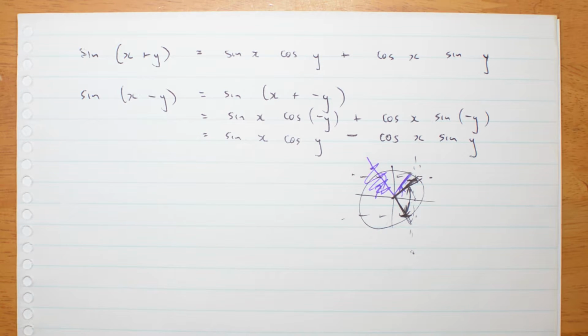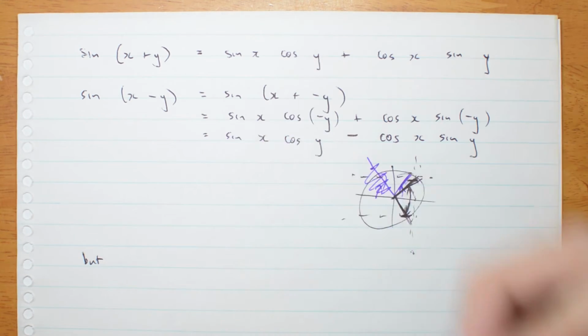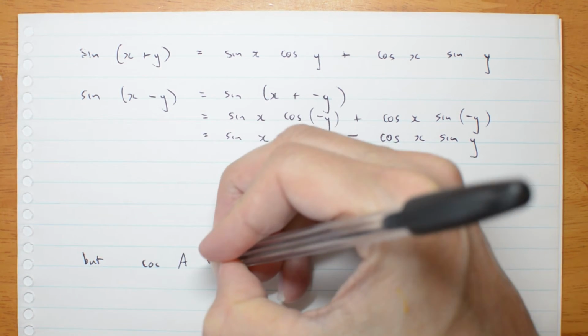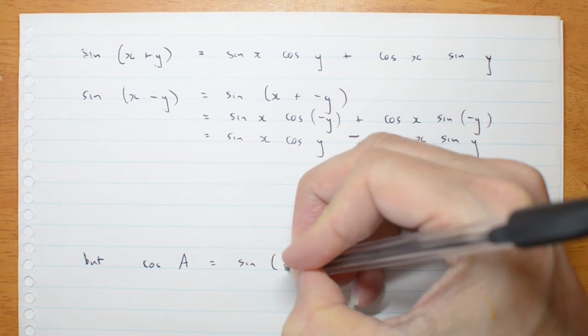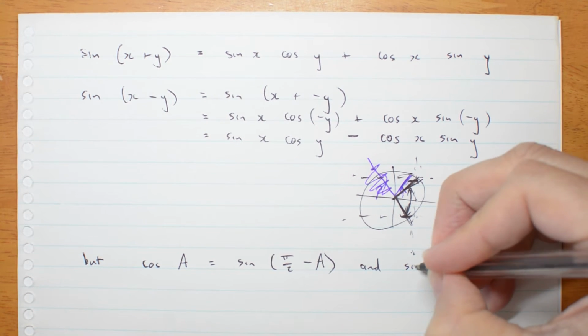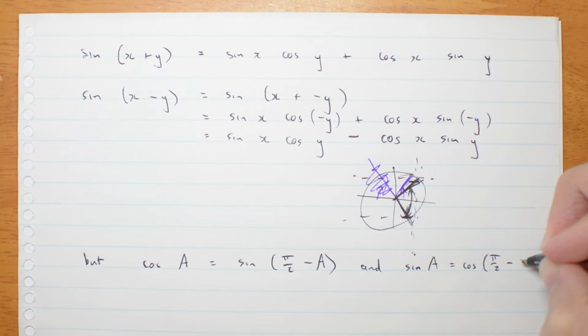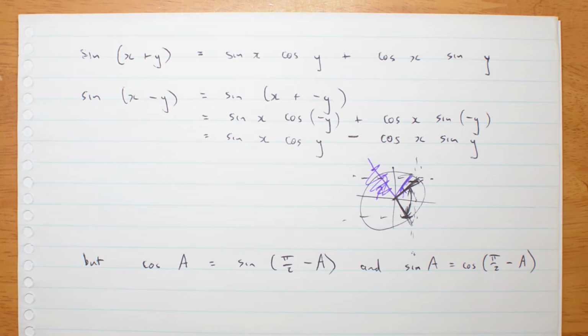But how am I going to get to cos? Well, cos of an angle is the sine of 90 minus it, and vice versa. Instead of 90, we're actually going to use pi on 2 because we like radians now. So let me go like this. Cos of an angle is sine of pi on 2 minus the angle. And sine of an angle is cos of pi on 2 minus the angle. Now, if you're not sure about that, go back and look at those graphs again.